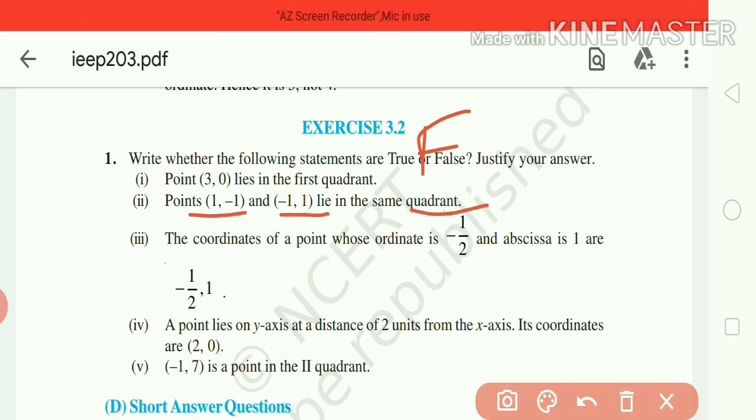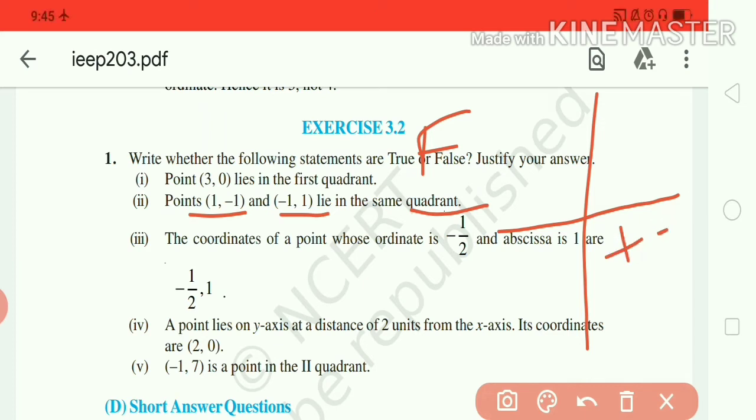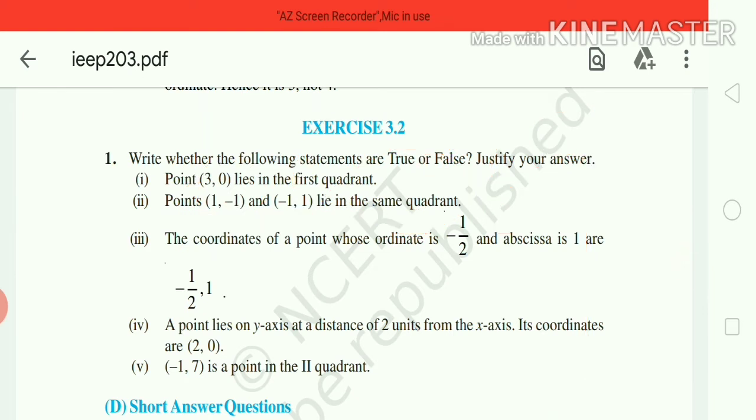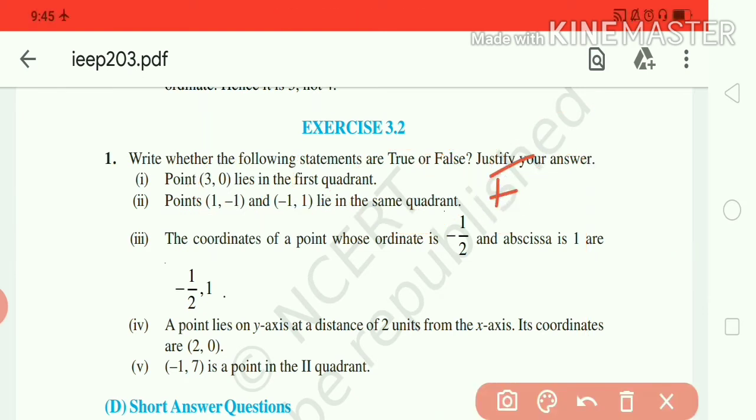A point this and this lies on the same quadrant. See here, x is positive and y is negative. So which quadrant shows x positive, y negative? This is x positive and y negative, fourth quadrant. So this point lies on the fourth quadrant. -1 and 0, x is negative, y is positive. This will lie in the second quadrant. So they are not in the same quadrant, so it can be written as false.